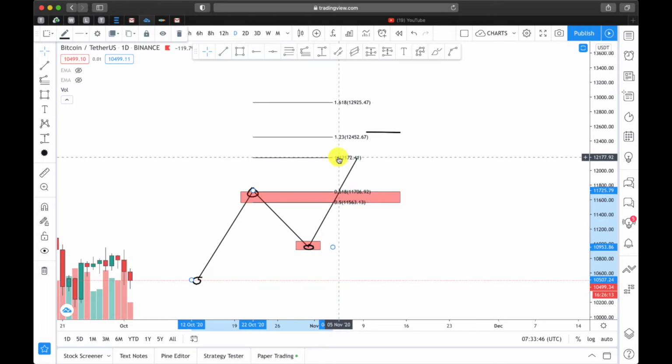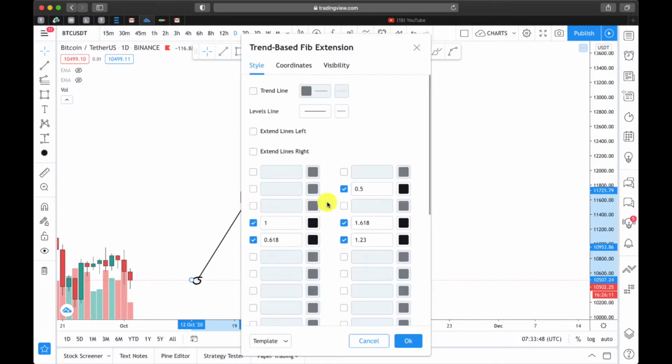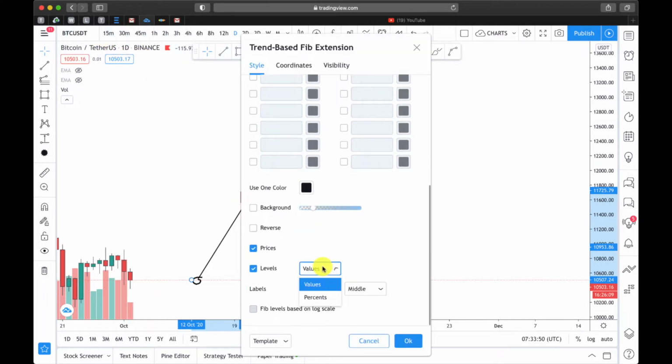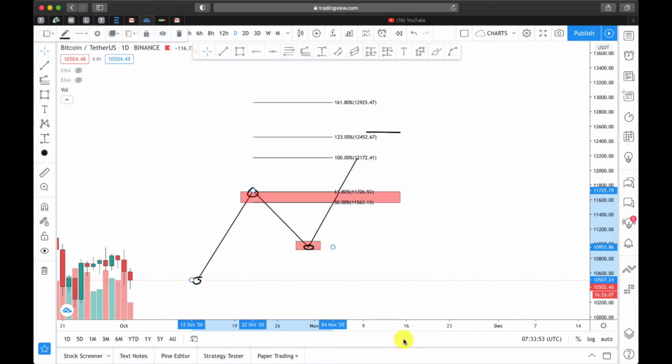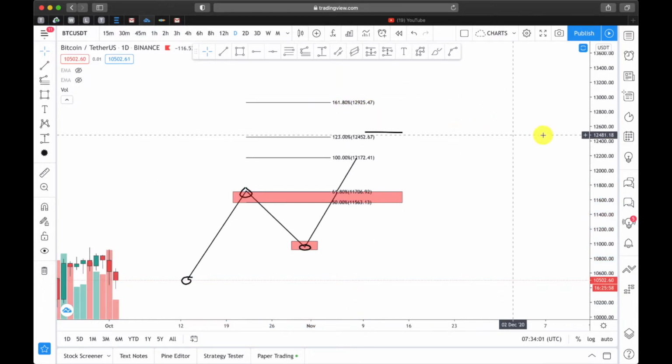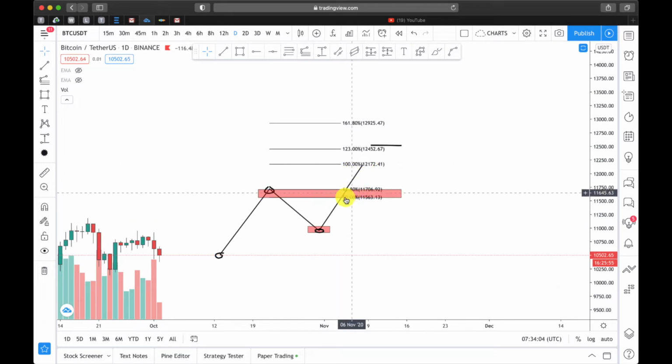You can change it to percentages. Let me change it to percentages so you know what I'm talking about. So this is 100%, this is 50%, this is 618, and this is 161%. Do you understand? So when you use the Fibonacci extension tool, you want to be targeting this 50% to 61.8% at first. Do you understand? Because price might not break it.